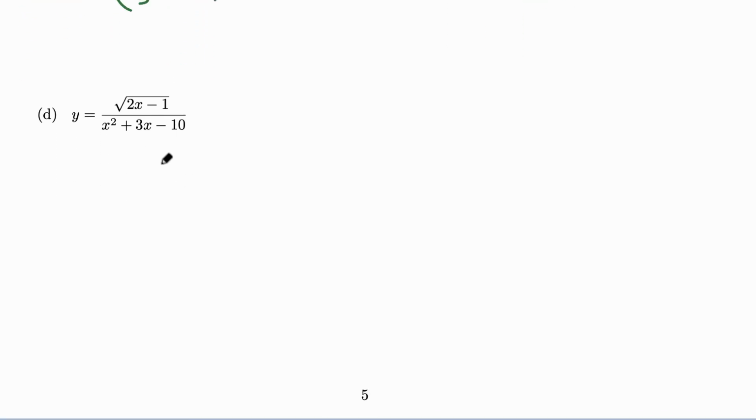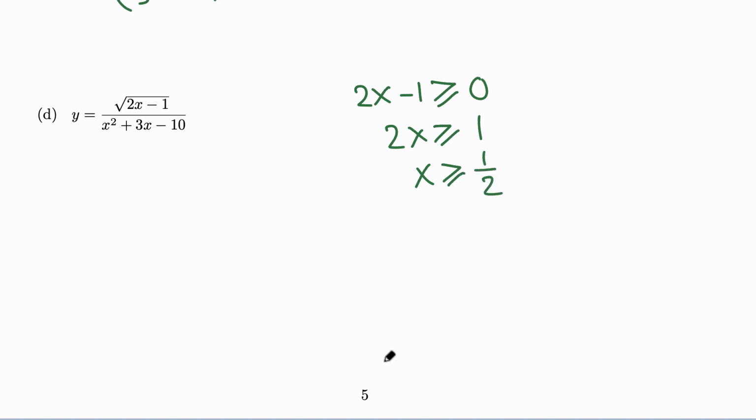In part D, we have now a square root of something on the top. That is 2x minus 1 on the top, so it has to be bigger than or equal to 0. We can have 0 on the bottom, no problem. That means add 1 to both sides: 2x bigger than or equal to 1, divide by 2. That is coming from the top: x bigger than or equal to 1/2. From the bottom, it cannot be 0, so we need to find the x values that make the bottom 0.